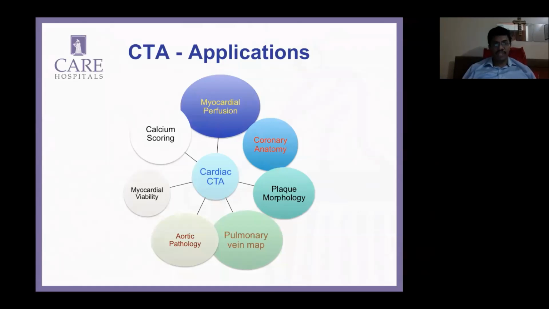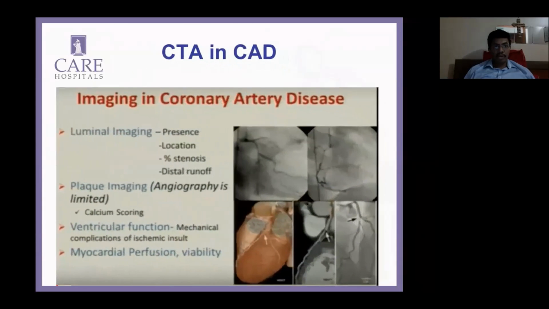You would obviously need a dual source or a dual energy CT to do viability and perfusion. But with an average 64 slice CT, you would be able to do all the rest. Now, the chief areas in CT would be luminal imaging, and we've become pretty good at it, very close to what the cath can offer.